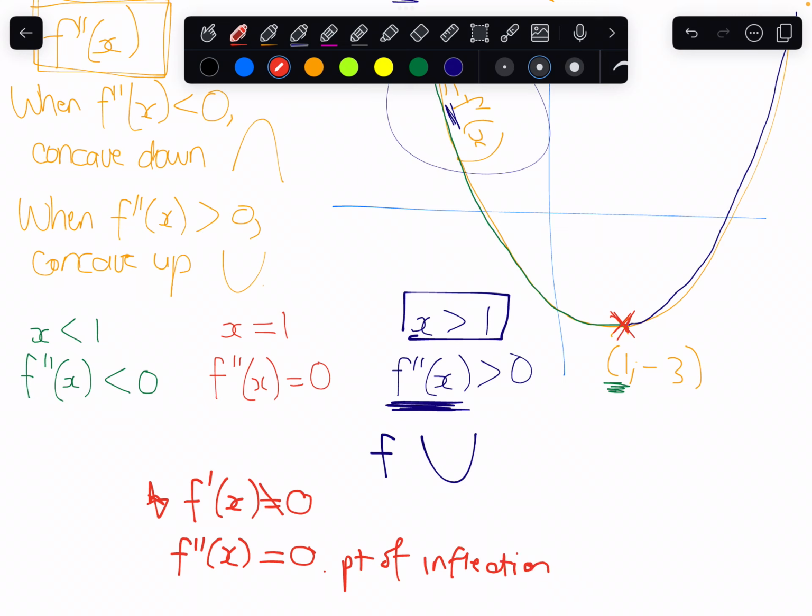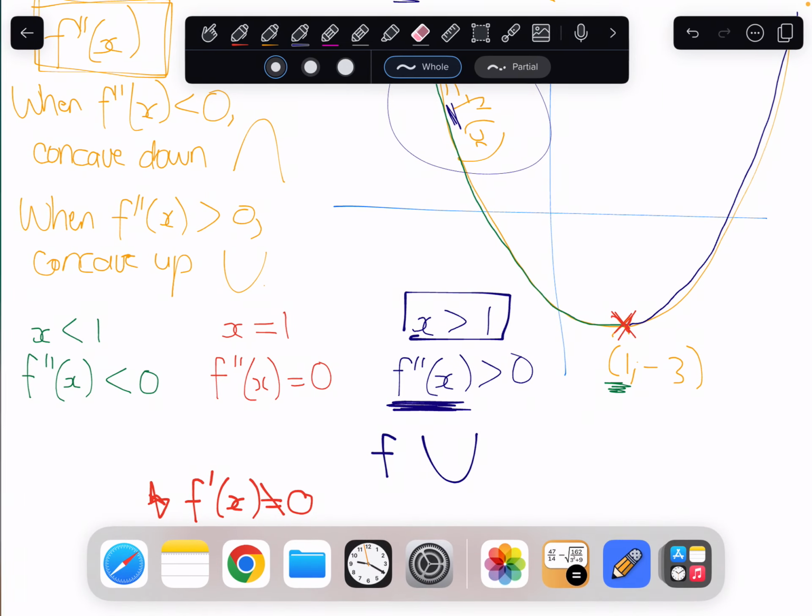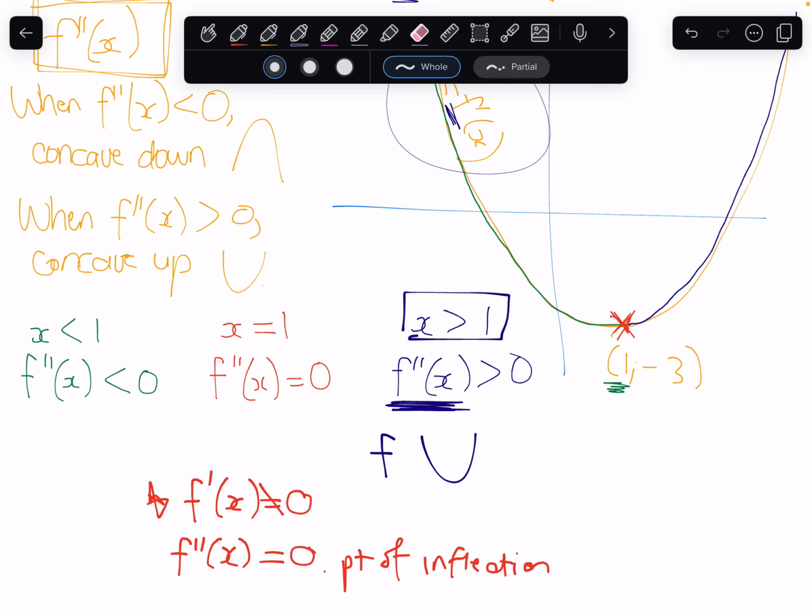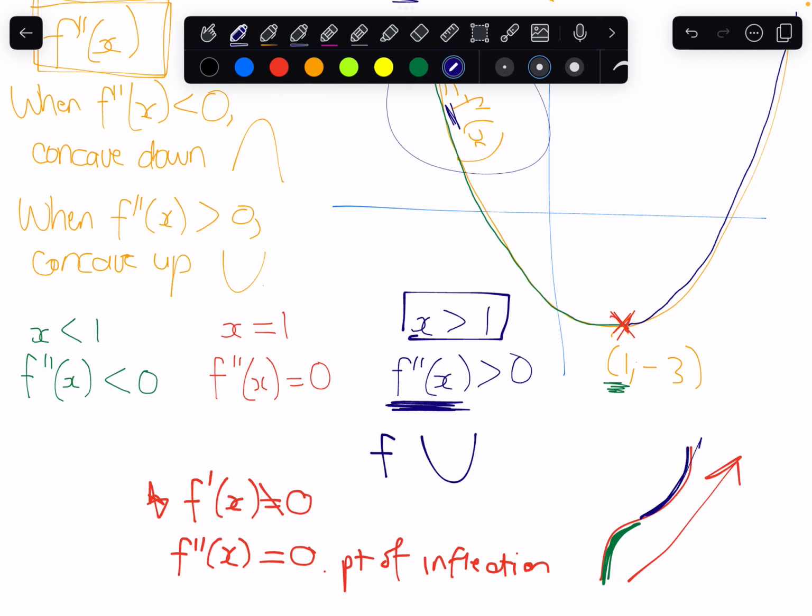So a point of inflection is not a turning point, so it's not a place where the gradient goes from negative to positive or vice versa, but rather it's a point where the gradient remains positive, but there's a change in concavity. So it's something like that, guys, where you can see the gradient has remained positive all the way, but the first part of the graph is concave down, and the second part becomes concave up. So that guy over there is what we call a point of inflection.